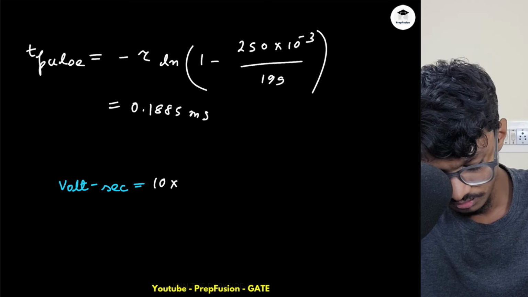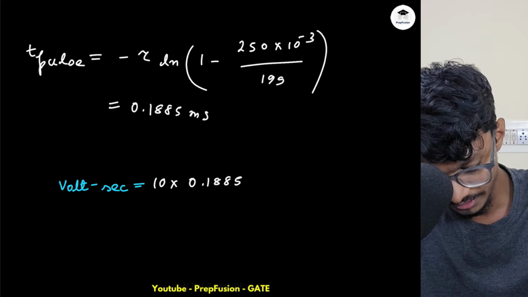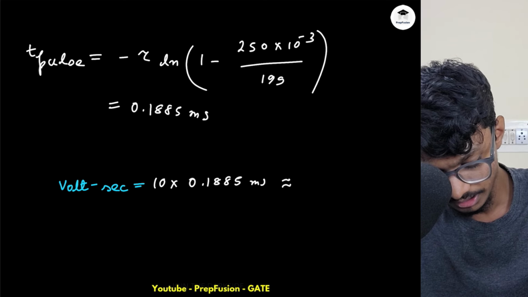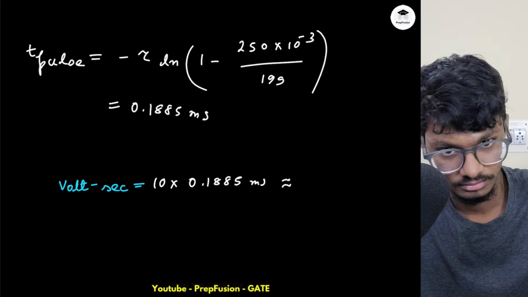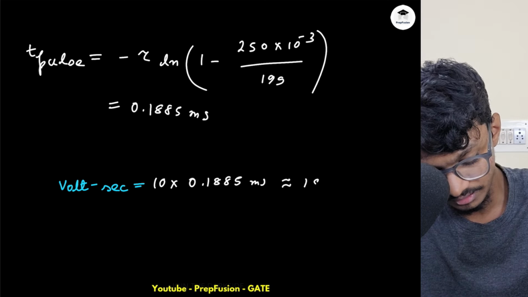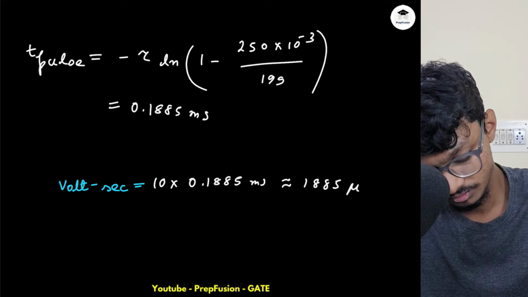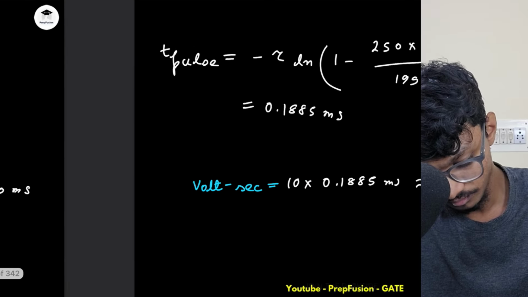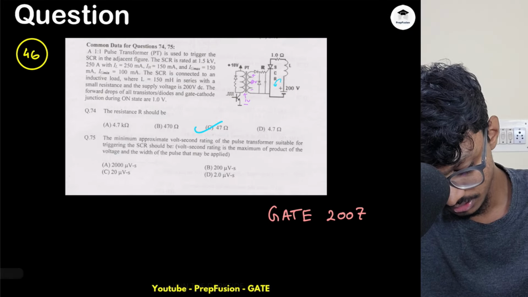is 10 into 0.1885 milliseconds. So it's almost equal to 1.885 milliseconds, or I can write 1885 micro volt second. Okay, so volt second, it's almost this, right, 2000.